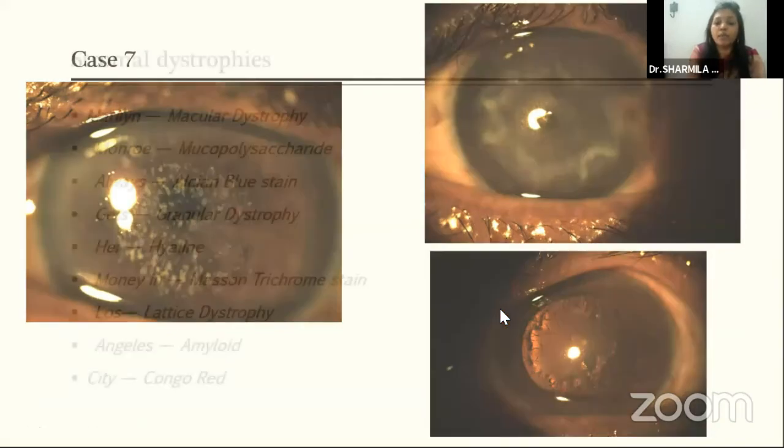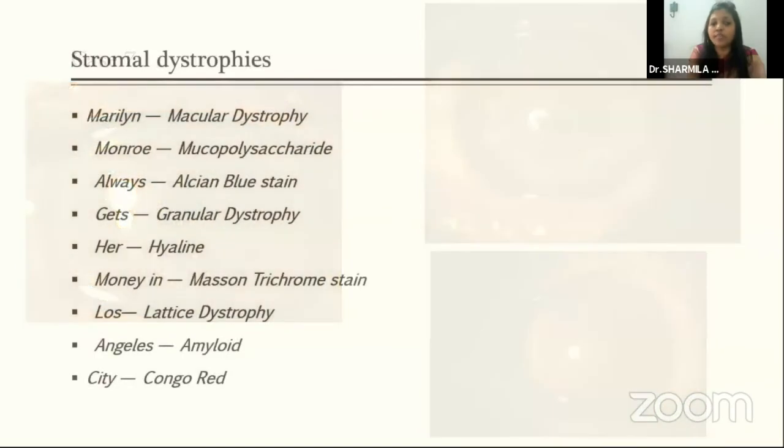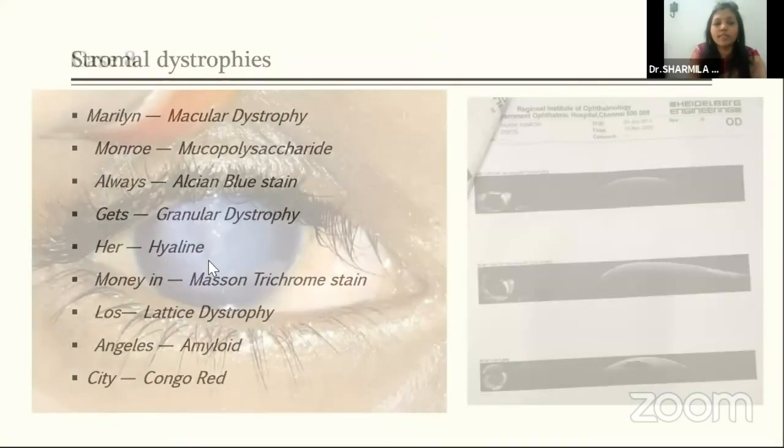You should always remember the mnemonic for deposits and stains in stromal dystrophies. Marilyn Monroe always gets her money in LA City. Why money instead of men? Because some examiners can be conservative. So you should remember this to remember about the deposits and the stains in stromal dystrophies.